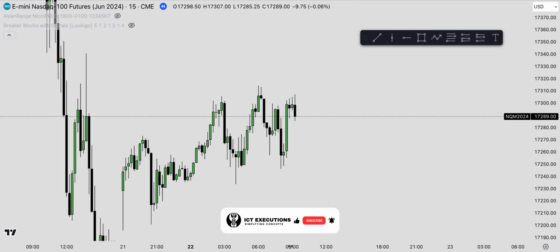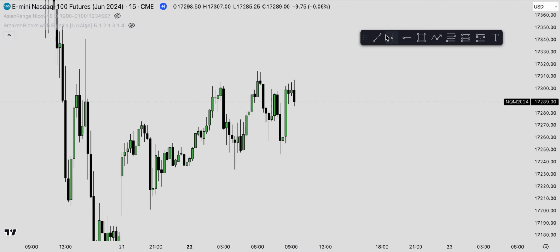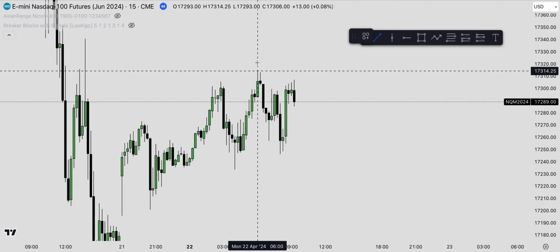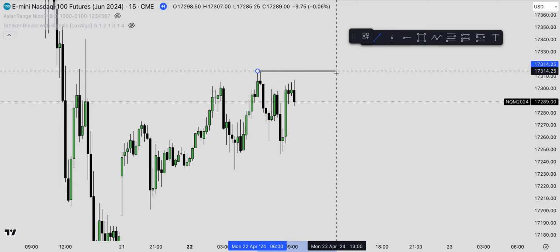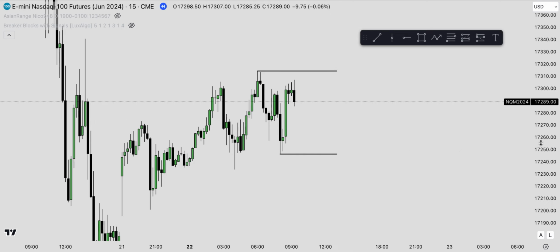Okay, so first things first, going into the morning, you want to mark out your buy side and sell side liquidity levels before 8:30 a.m. New York time. So as you can see, I'd mark out this level here, which would act as my buy side level, and this sell side level here. And bear in mind, this is all before 8:30 New York time, so I do this every single morning.